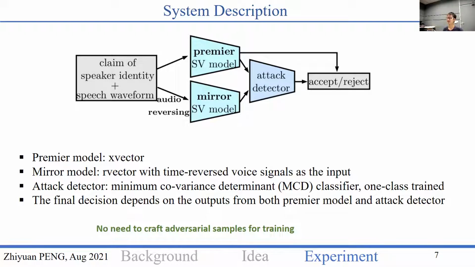The attack detector is a one-class classifier, which is trained on normal samples. It does not require any adversarial samples for training, which simplifies its deployment process. Basically, all attacks are unseen to our proposed system. The final acceptance needs to satisfy two conditions. First, the score from the primary model should reach its threshold. Second, the two scores should pass the consistency check from the attack detector.